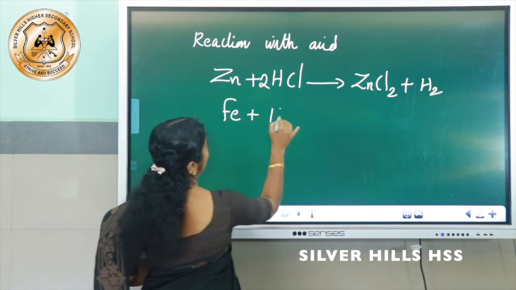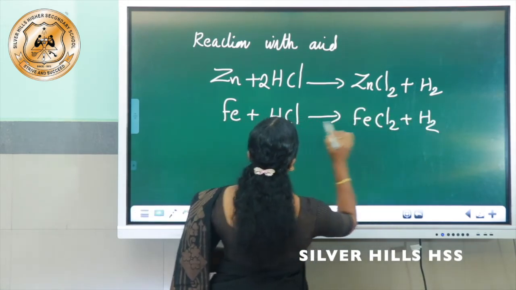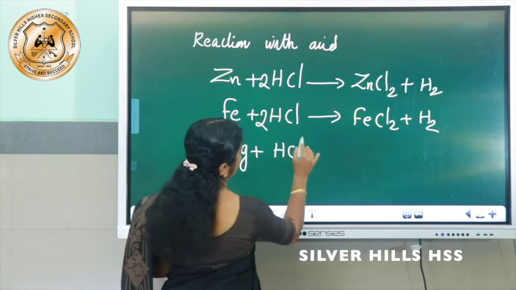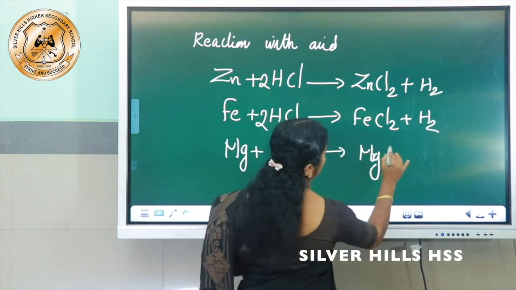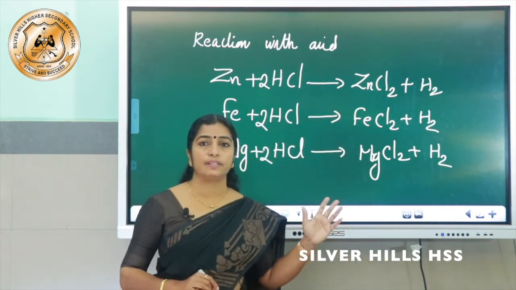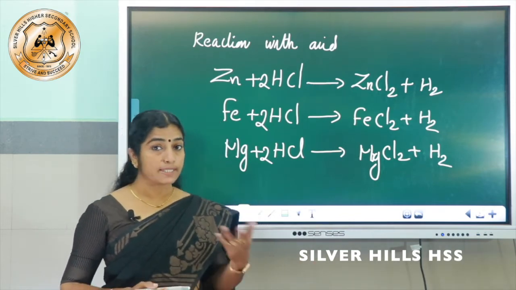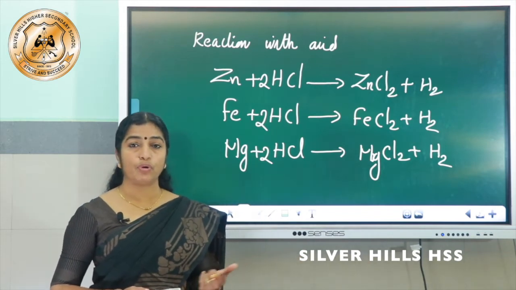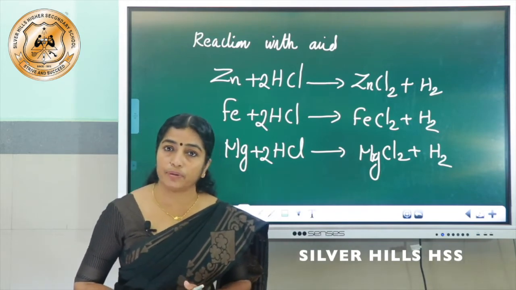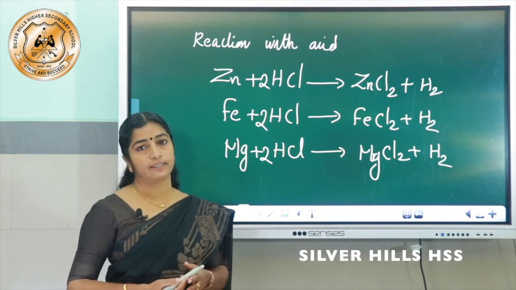Iron reacts with hydrochloric acid to form iron chloride, FeCl2, plus hydrogen gas. Magnesium reacts with hydrochloric acid to form magnesium chloride plus hydrogen. That is, metals react with dilute hydrochloric acid and hydrogen gas is released. But metals like copper, silver, gold, and platinum do not react even with the acid. They won't react with dilute hydrochloric acid. These metals are inert metals, that is, chemically inert.